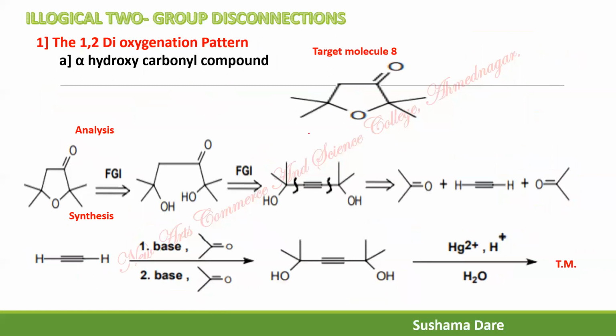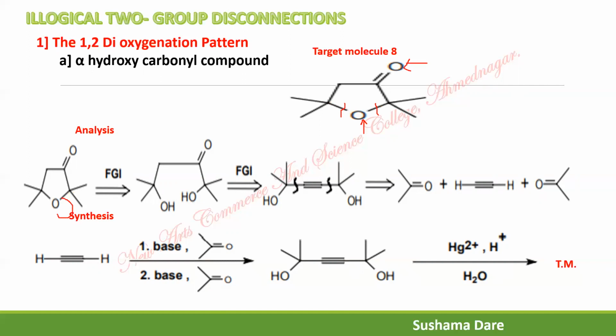Now this is the next example. Look at the target molecule and identify the different types of relations or functional groups. The first functional group is the carbonyl group and the second functional group is the carbon-oxygen linkage. Whenever a carbon-oxygen linkage or a carbon-heteroatom linkage is there, always first of all we have to focus on the carbon-oxygen disconnection. Here, either you disconnect this bond or this bond. As these are symmetric, you disconnect any one of the bonds.